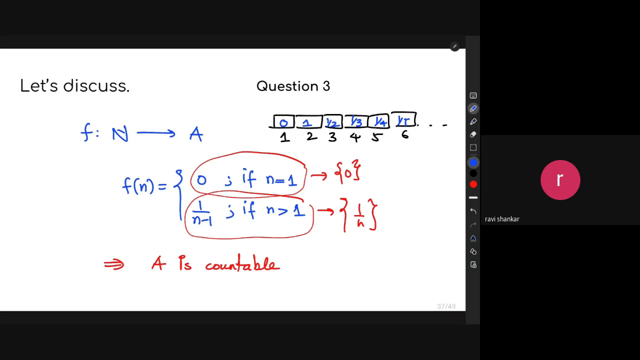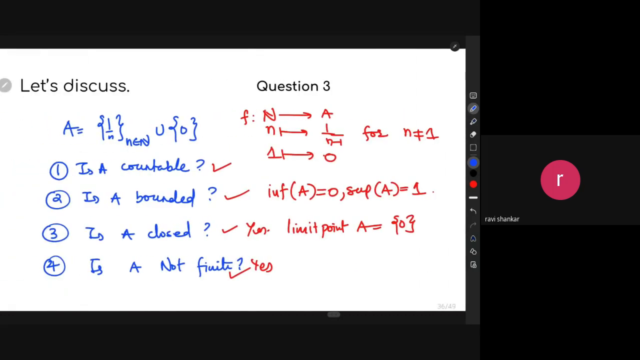Yeah, yeah. So I have places where I can insert the values of A. In the first place, I'm inserting 0. In the second place, I'm inserting 1/2, and 1/3 in the third. So you can see that from 2 onwards, the 1 over n sequence gets inserted completely, and in the first place I'm just inserting the singleton 0. Because this is my set, 1 over n union singleton 0. So that's how I'm inserting values in it.